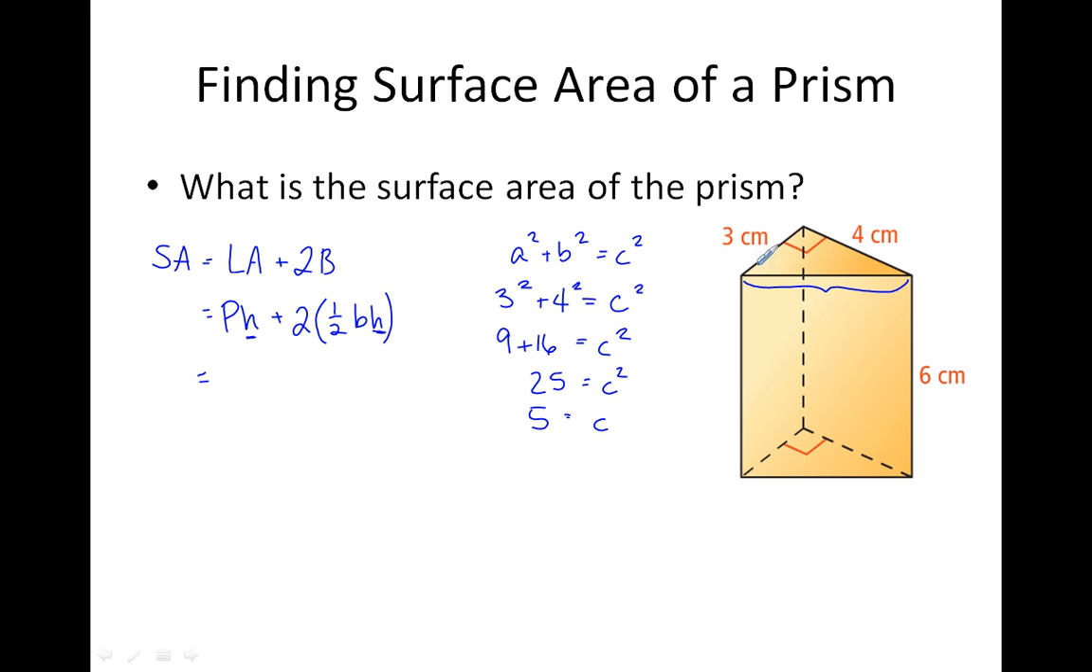So what we have is a 3, 4, 5 right triangle, which I hoped you recognized, so you didn't have to go through the Pythagorean theorem. But if not, Pythagorean theorem is the way to go.